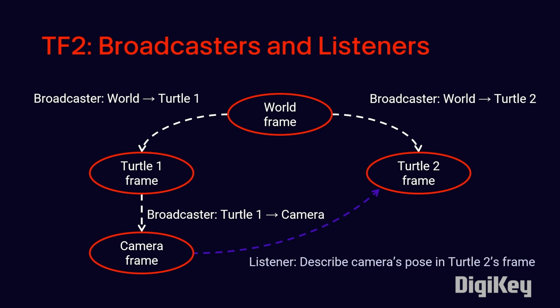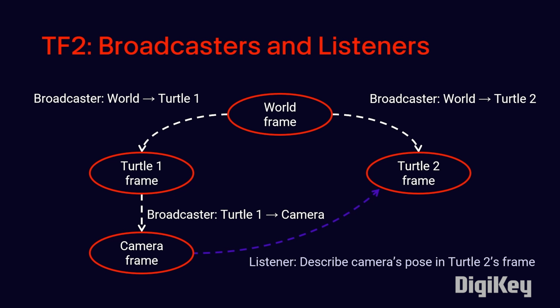So now a node controlling Turtle2 could implement a listener that periodically asks the TF2 buffer to figure out where the camera is relative to Turtle2's frame. Using that information, Turtle2 can calculate how far off it is from being in front of the camera and make the necessary movements to get there.